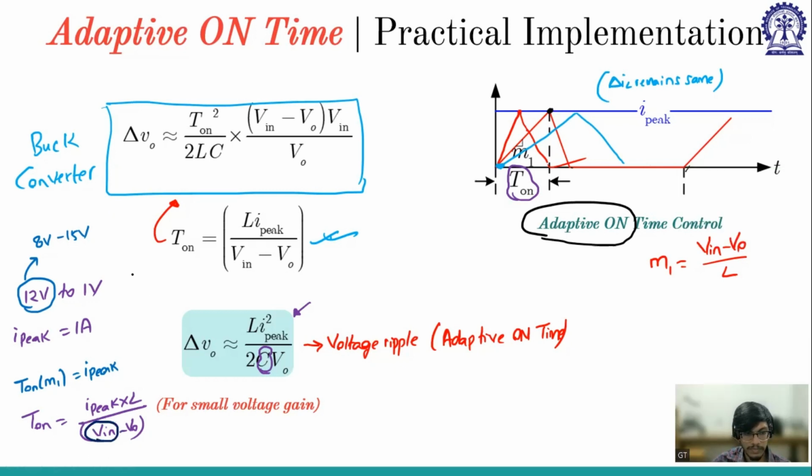Sir, here we are saying delta V naught is dependent on T on, right? Delta V naught is dependent on T on, but T on is again dependent on I peak.